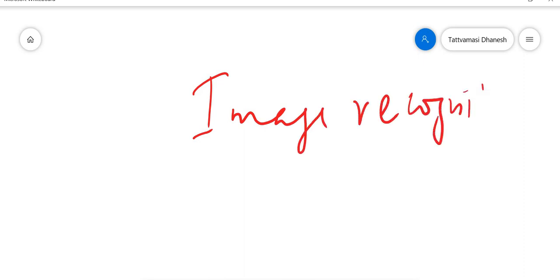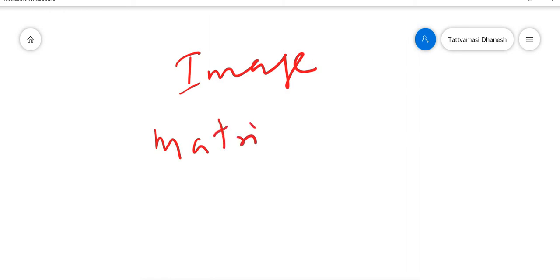So let me talk some about image. See, first we need to understand what an image is. An image is a matrix of pixel values. You know that matrix means rows and columns. So that you need to understand. Image is a matrix of pixel values. From a computer point of view, it is a matrix of pixel values.